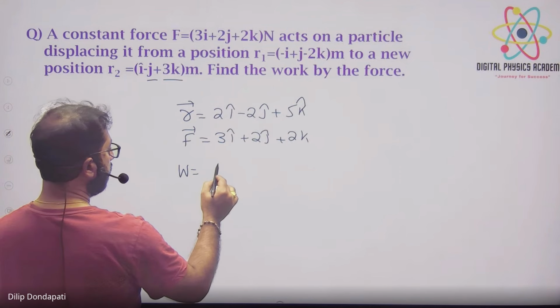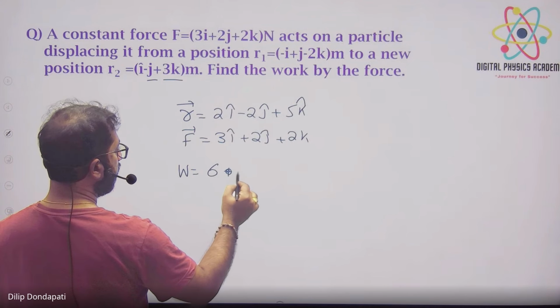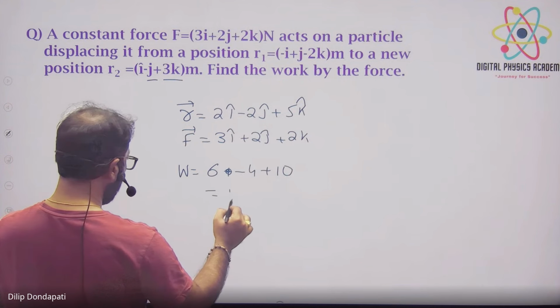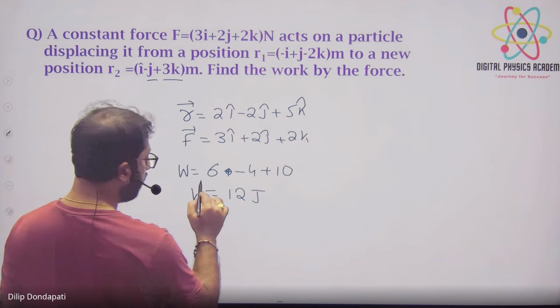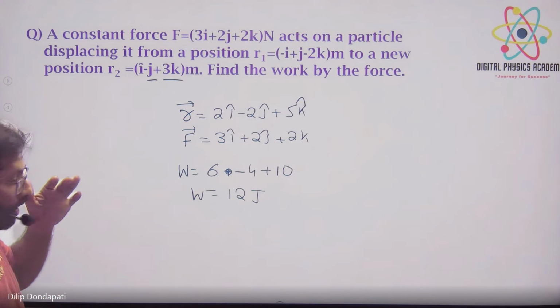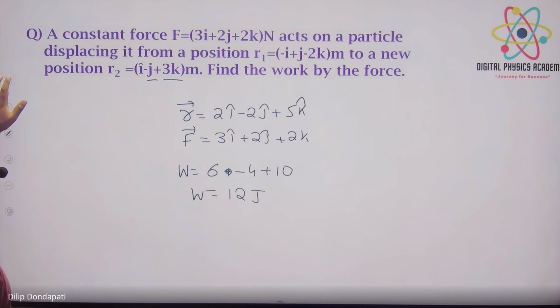So कितना होगा? 6 plus 6 minus 4 plus 10. So 16 minus 4 is 12 joules. This much work is done by the particle. Okay. Done? Understood? Chalo. Next.